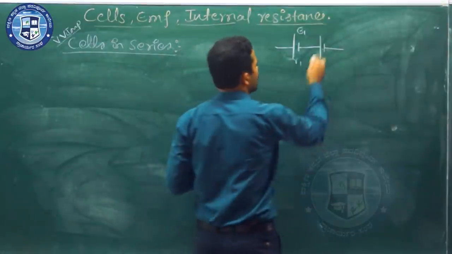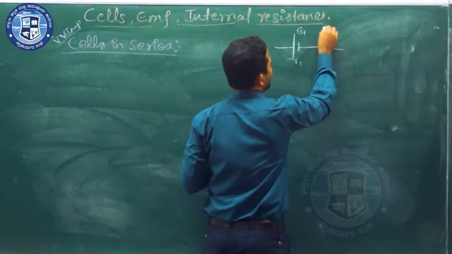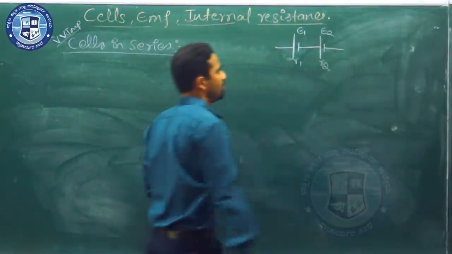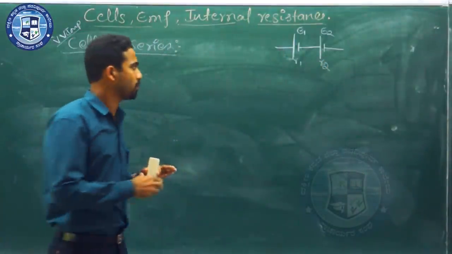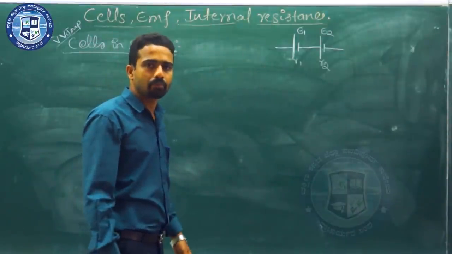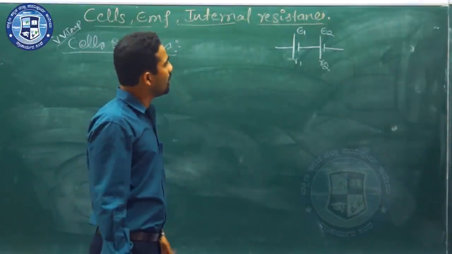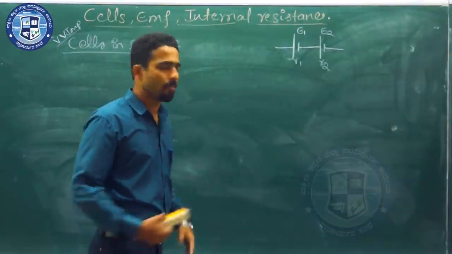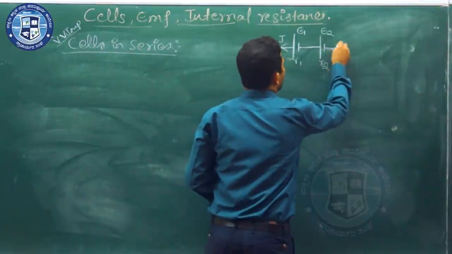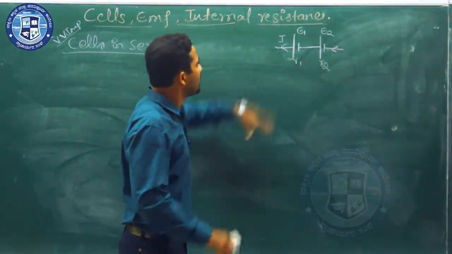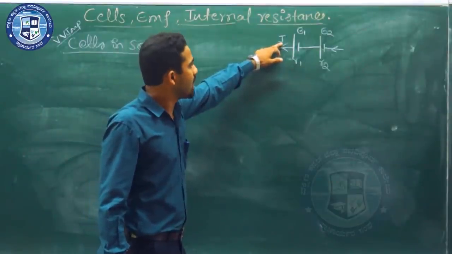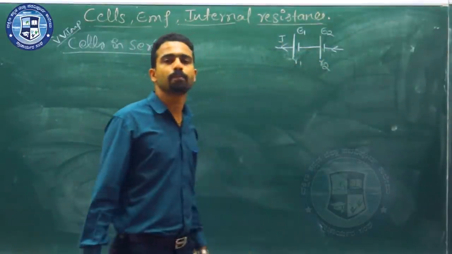The EMF of the second cell is E2, and the internal resistance of the second cell is R2. So you have connected them in a series manner. Then in which direction will the current flow? The current will flow like this, in the same direction. And look at the magnitude of the current: the current is the same through the two cells.